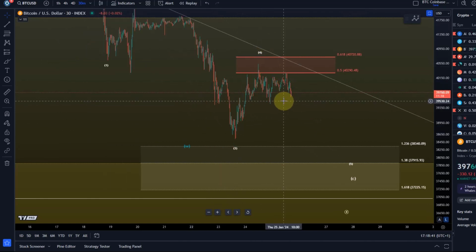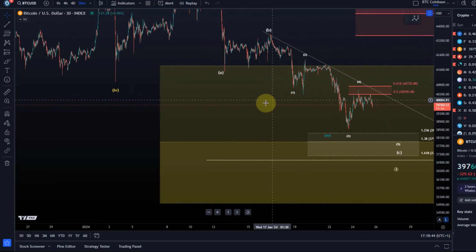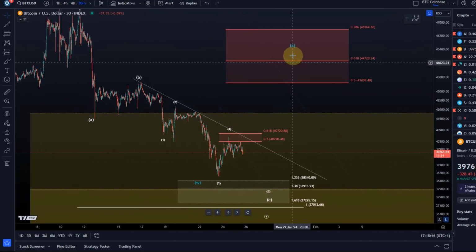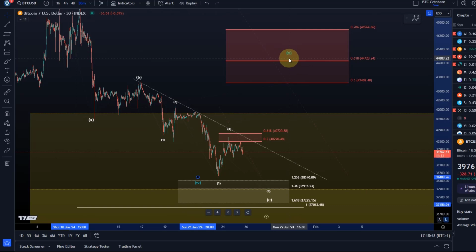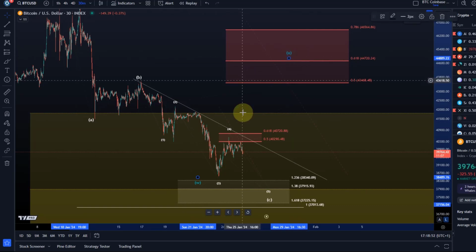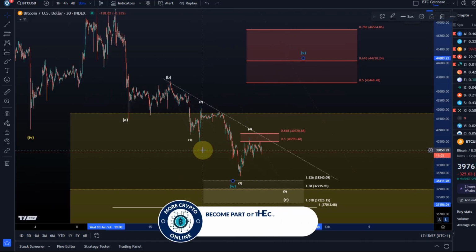So for me, with a higher likelihood, if we break up, it's most likely only this X wave that I discussed in the previous video. I could also label it B wave. It doesn't make a difference in the short term. It's just highlighting that this could then be a larger corrective rally.